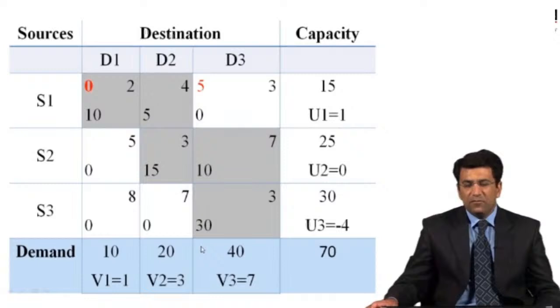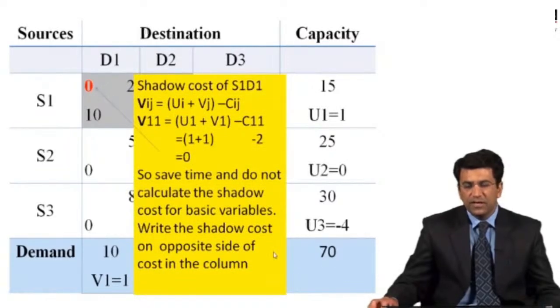Now class, as a next step, we'll have to find out the values of shadow cost for the different occupied cells. And as I told you, usually we do not calculate the shadow cost for the occupied cells, because the shadow cost for the occupied cells will be 0. Let's see this particular situation. Now this is an occupied cell, and if we use the formula for the shadow cost, that is Vij is equal to Ui plus Vj for this particular cell, that is S1 D1 for this occupied cell.